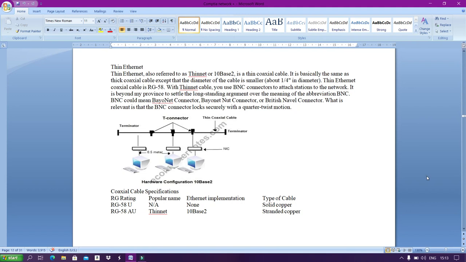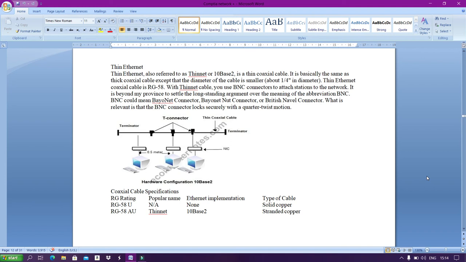Thin Ethernet. Thin Ethernet is also referred to as thinnet or 10Base2, a thinnet coaxial cable. It is basically the same as thick coaxial cable except that the diameter of the cable is smaller, about a quarter inch diameter. Thin Ethernet coaxial cable is RG58. With thinnet cable, you use BNC connectors to attach stations to the network.